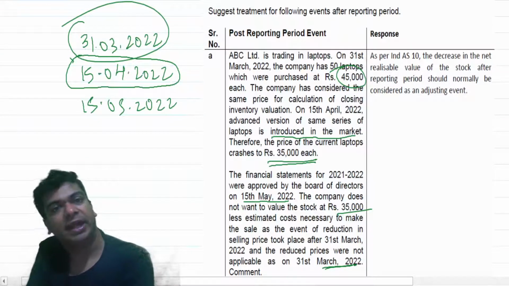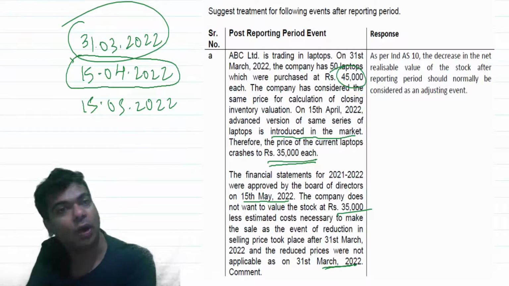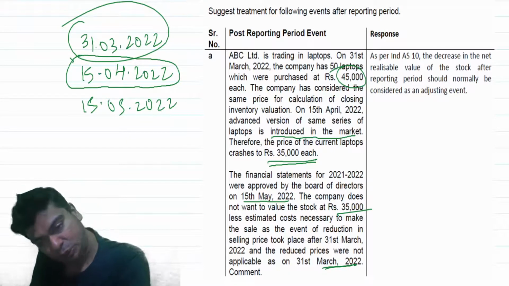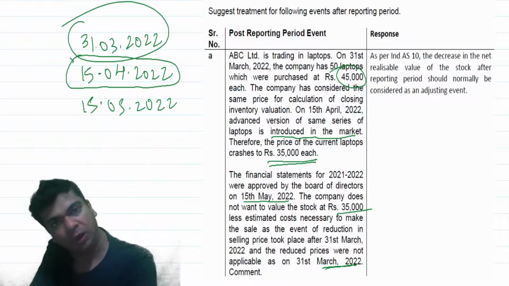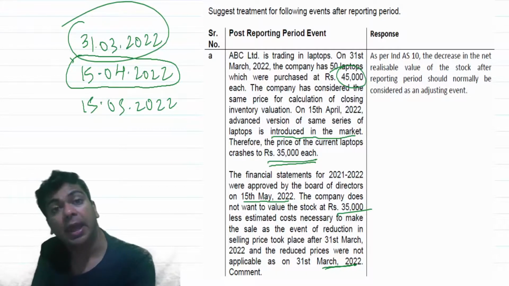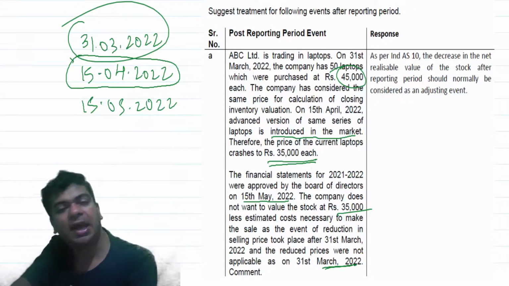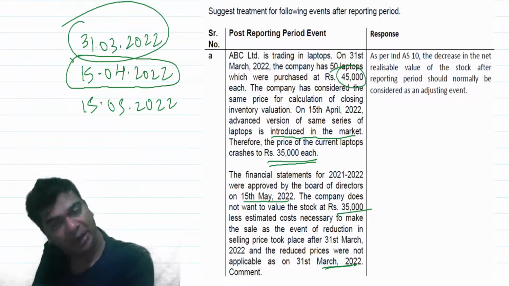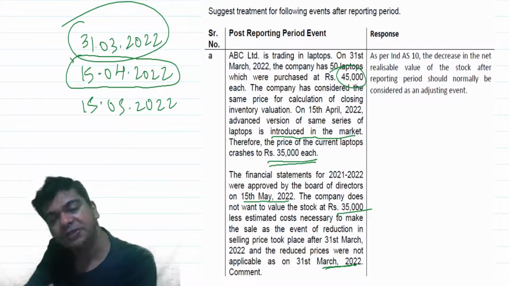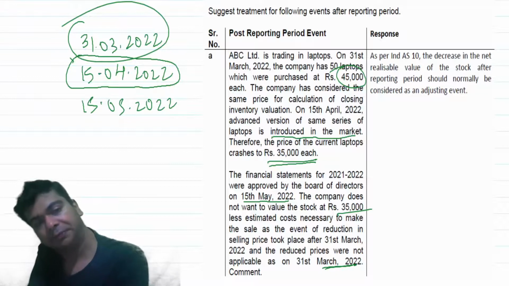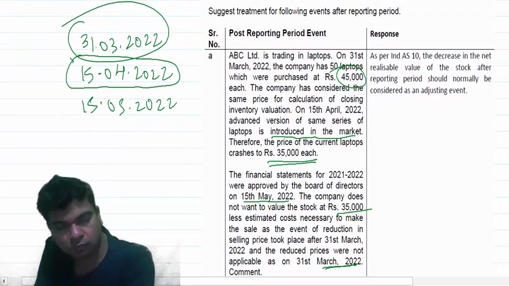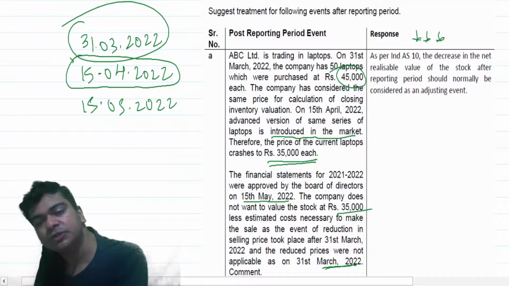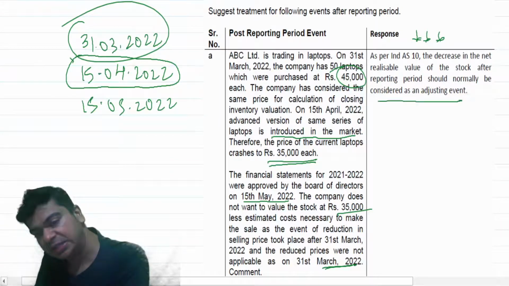Tell me, what is the nature of the event? Is it adjusting or non-adjusting? Of course, it's an adjusting event. And if it is an adjusting event, you should consider the 35,000 now less whatever costs are necessary to complete the sale. That's how you will work out the NRV. Then the NRV will be compared with the cost. Cost in any case is higher. Your laptops will get valued at the NRV, right? Subsequent sales normally give you evidence about NRV which was prevailing on the reporting date. That's your response. As per Ind AS 10, the decrease in the net realizable value of the stock after the reporting period should normally be considered as an adjusting event.